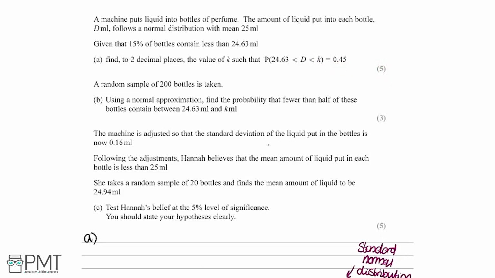Okay, so I'm going to start off by writing down what we know. We know that the random variable d is normally distributed with mean 25 millilitres, and we don't know the standard deviation. Also, the probability of d being less than 24.63 equals 0.15, because that's 15% as a decimal. So that's what we know so far. Before we move on, we need to work out what sigma, the standard deviation, is.